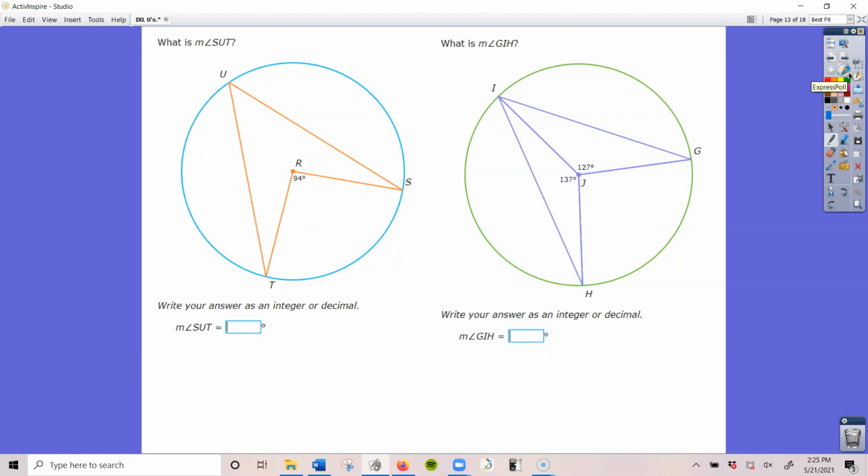Now these we're going to do several examples because it does get a little bit, like that last one can be kind of confusing. So here we're looking for SUT, which is this angle here. And you see how this angle intercepts this arc. So this is 94 degrees, that means this is 94 degrees. This same angle here also intercepts the same arc. So in order to get this one, this angle is going to be half of the arc. So we would do 94 divided by 2, which would give us 47.